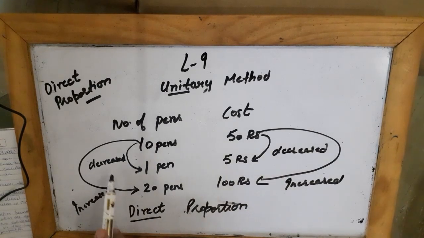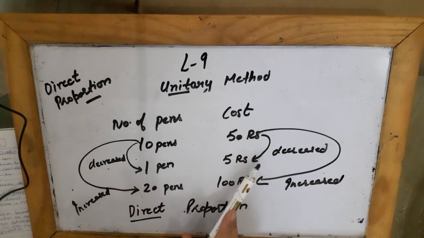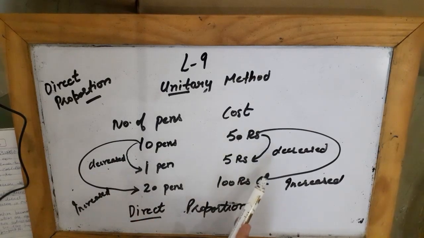Why direct? Because a decrease in one causes a decrease in the other. A decrease in the number of pens leads to a decrease in the cost of pens, and an increase in the number of pens leads to an increase in the cost of pens. So this is called direct proportion.